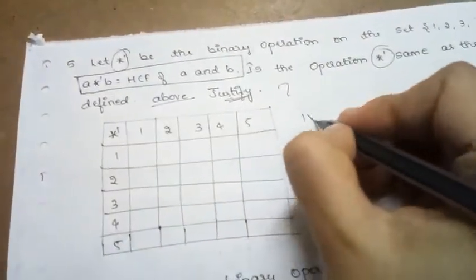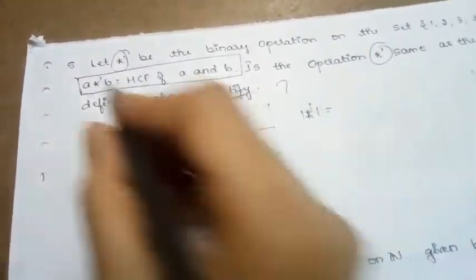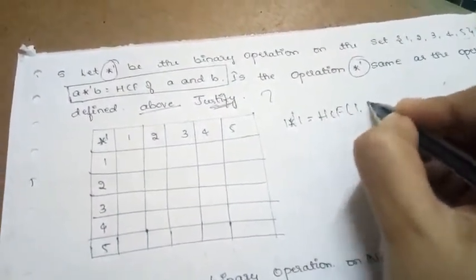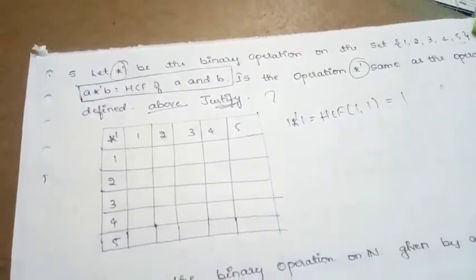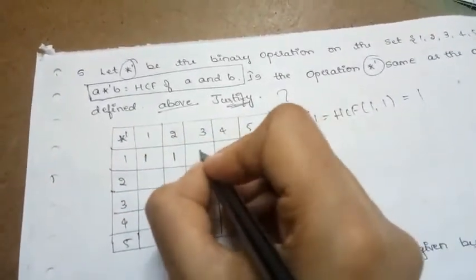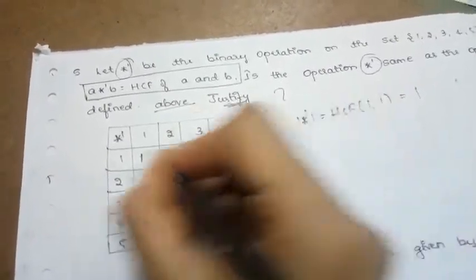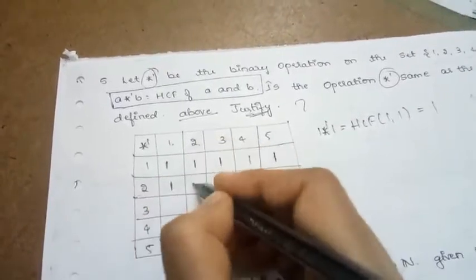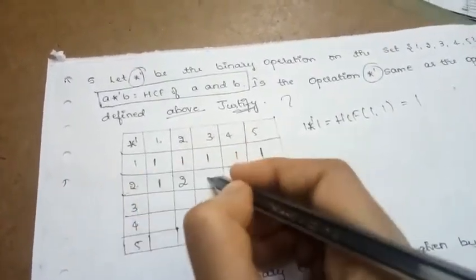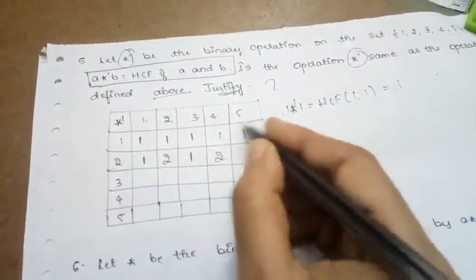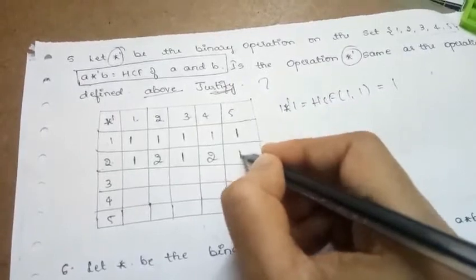Now, if I take 1 star prime 1, it is nothing but the HCF of 1 and 1. What is the HCF of 1 and 1? It is 1, so it comes here. HCF of 2 and 1? The highest common factor is 1. HCF of 3 and 1 is 1. HCF of 4 and 1 is 1. HCF of 5 and 1 is 1. HCF of 1 and 2 is 1. HCF of 2 and 2 is 2. HCF of 3 and 2 is obviously 1. HCF of 2 and 4 is 2. HCF of 5 and 2 is again 1.